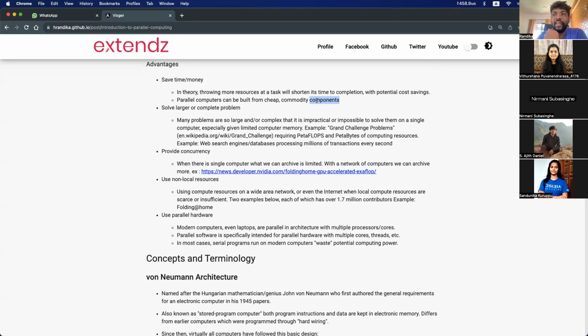So we have the option of getting these commodities for cheap. For example, nowadays, with the latest GPU innovations and all, the GPU prices are very low. Okay, so you can utilize GPUs for taking into actions in your parallel computing.